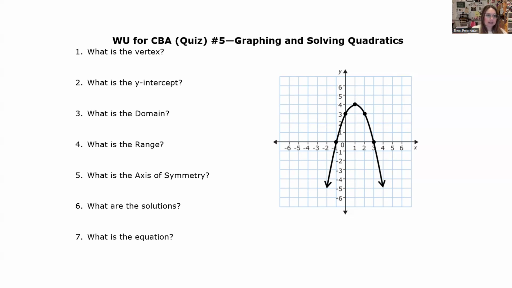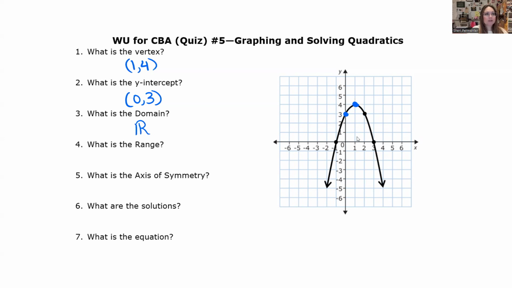What is the vertex? The vertex, how do we name this point? 1, 4. Next, the y-intercept. How do we name this point? 0, 3. The domain, what's the domain of all the quadratics we deal with? All real numbers. Please use the symbol.